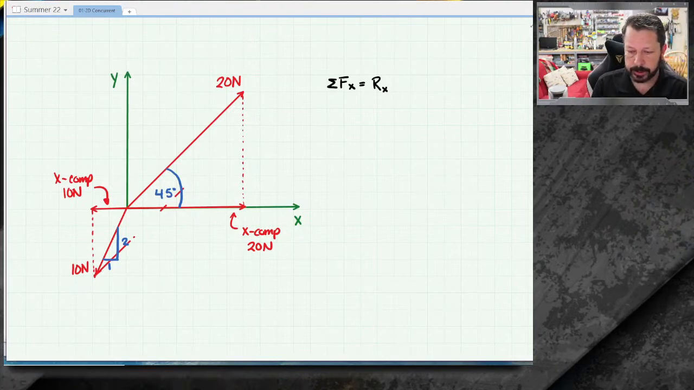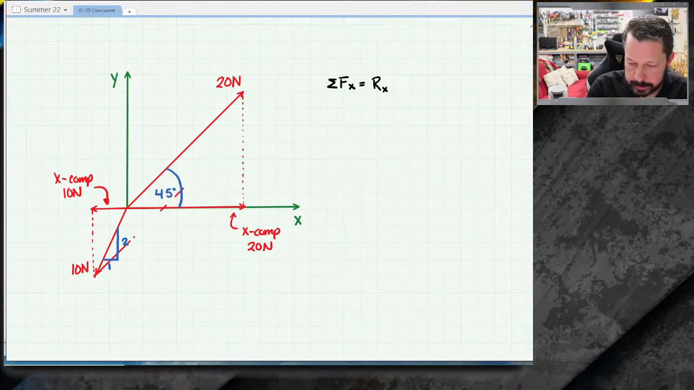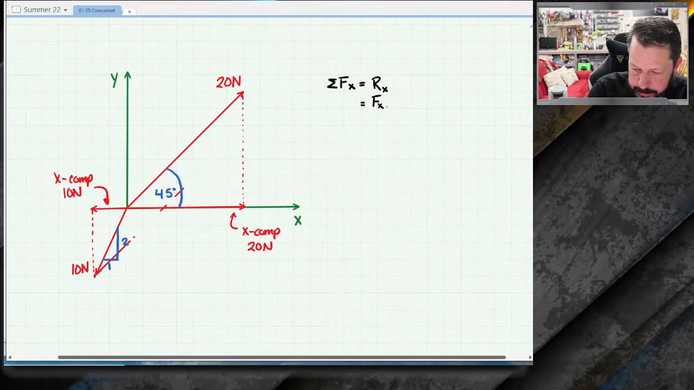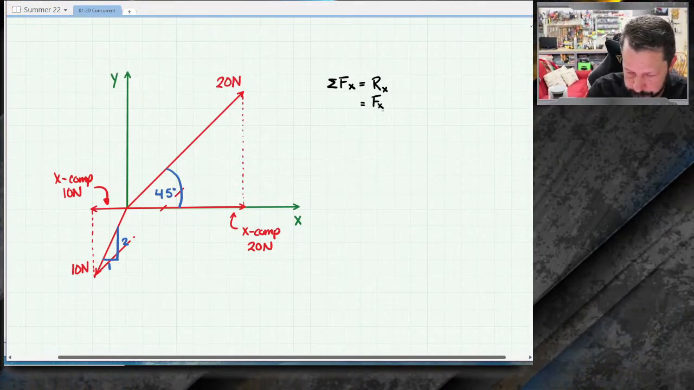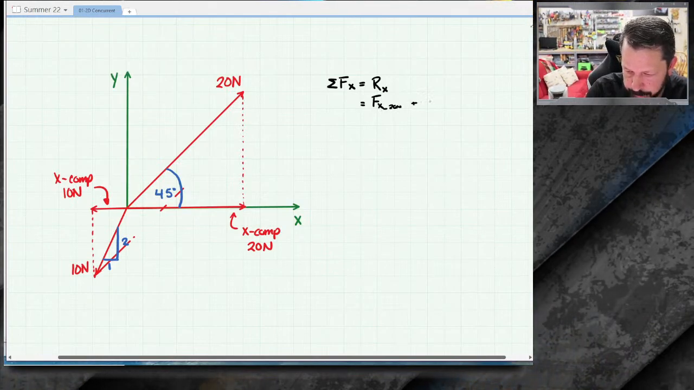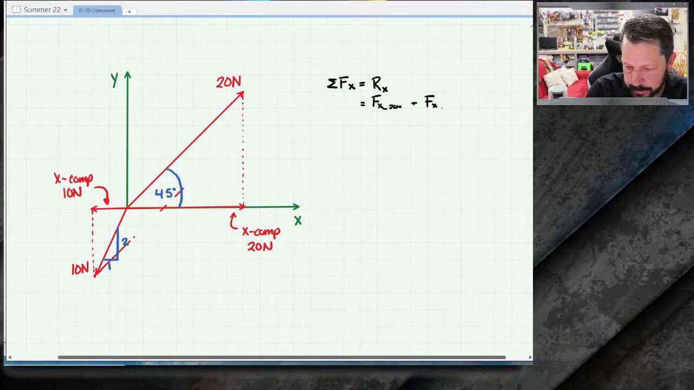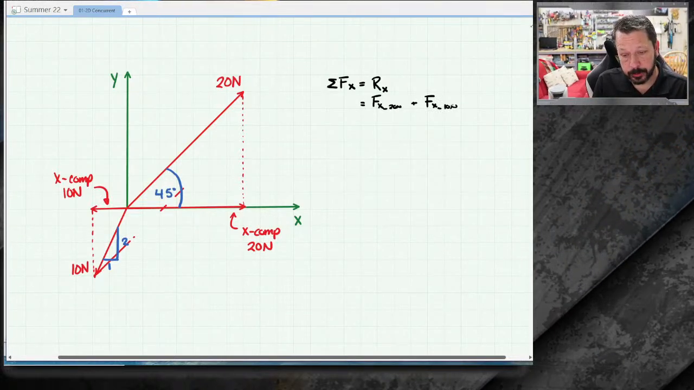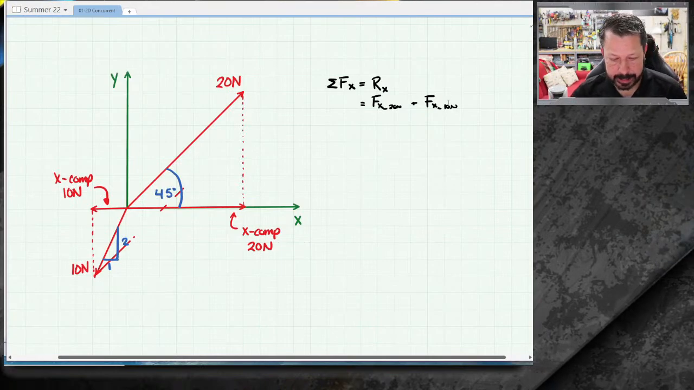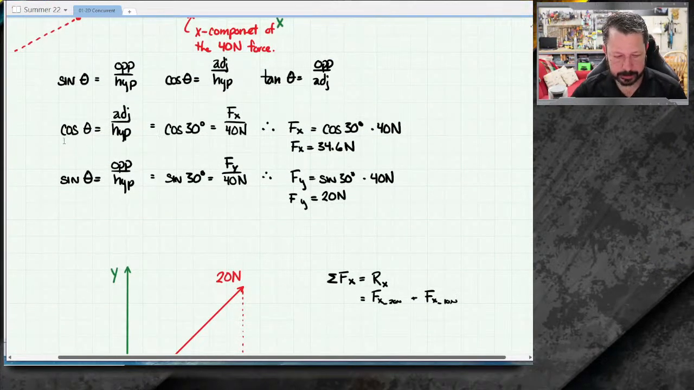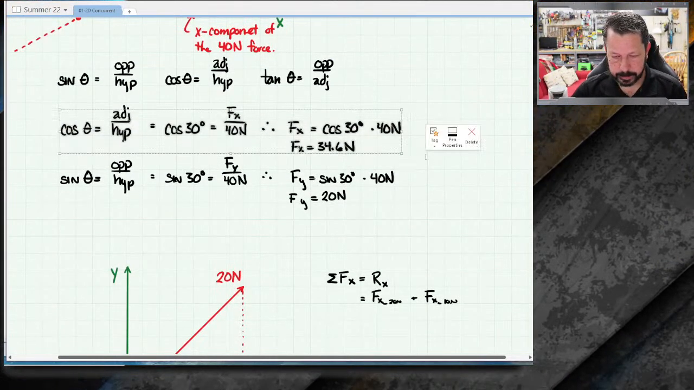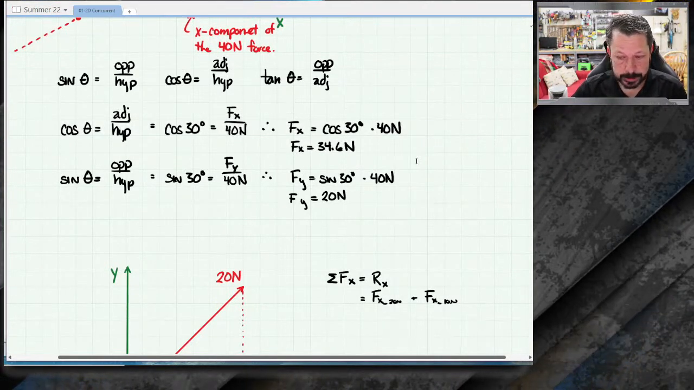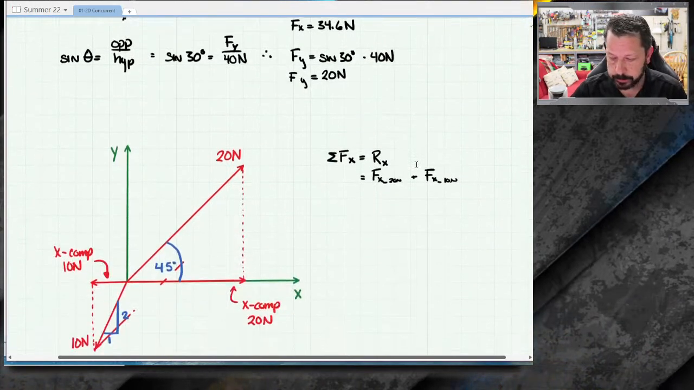So for this equation, we want to add the Fx of the 20 Newton force plus Fx of the 10 Newton force. So Fx of the 20 Newton force, if we do the exact same thing that we did here, is basically this equation all over again. Fx equals cosine of 45 degrees times 20 newtons.